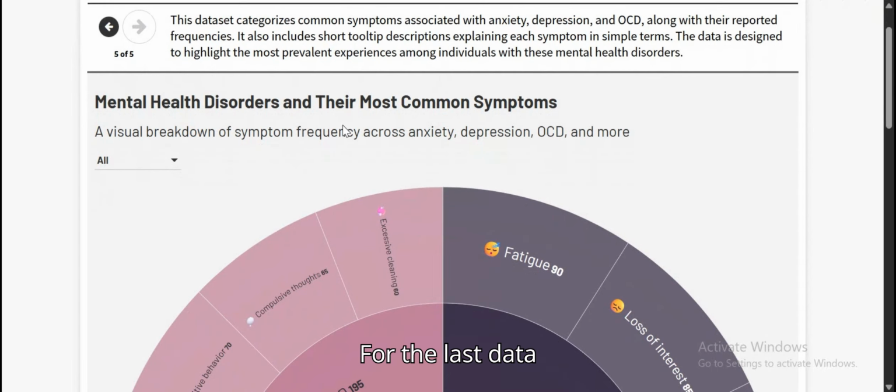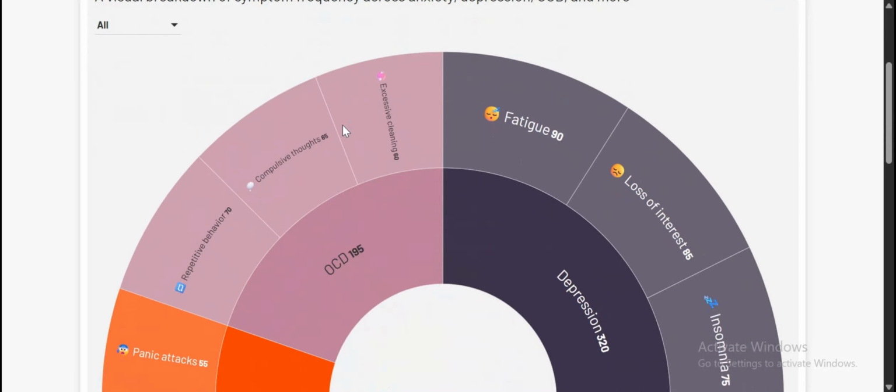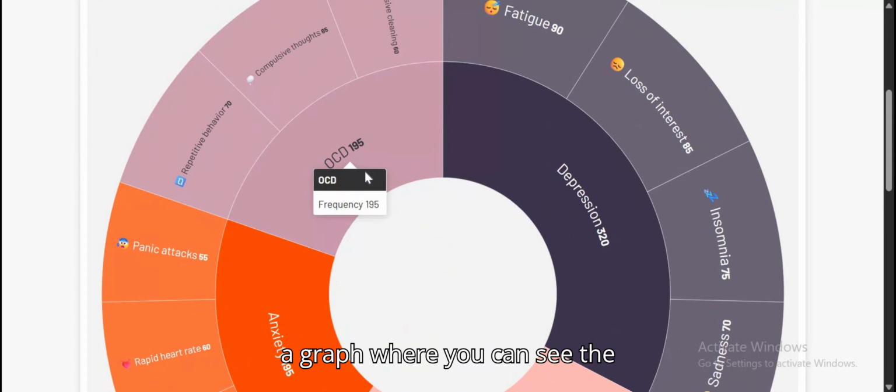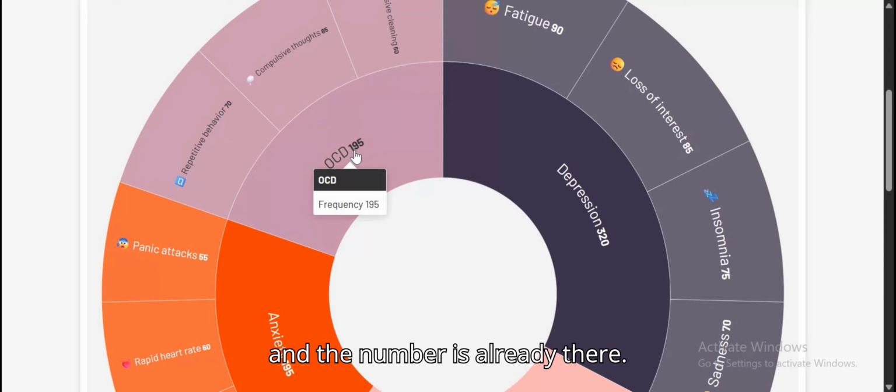For the last data set, it categorized common symptoms associated with anxiety, depression, and OCD. And this one is also a graph where you can see the frequency when you interact with it, and the number is already there.